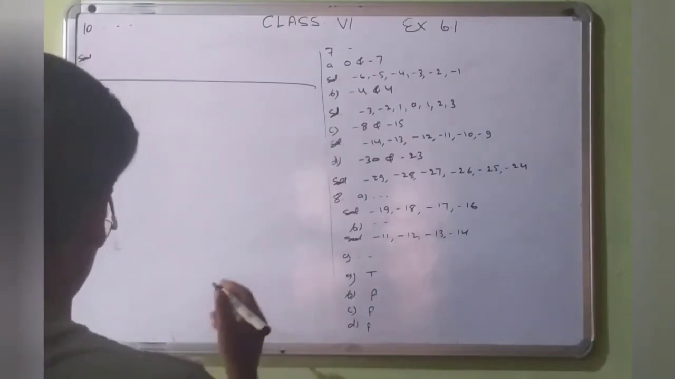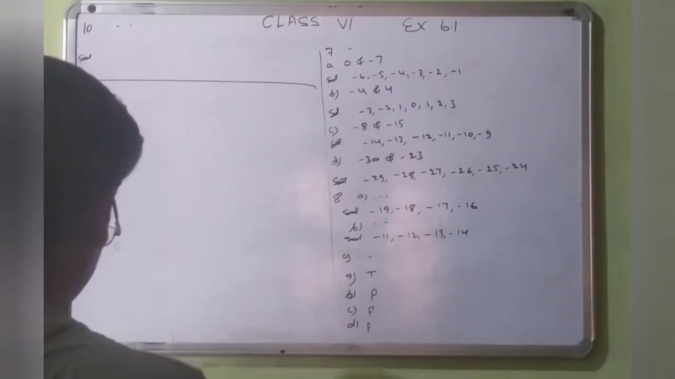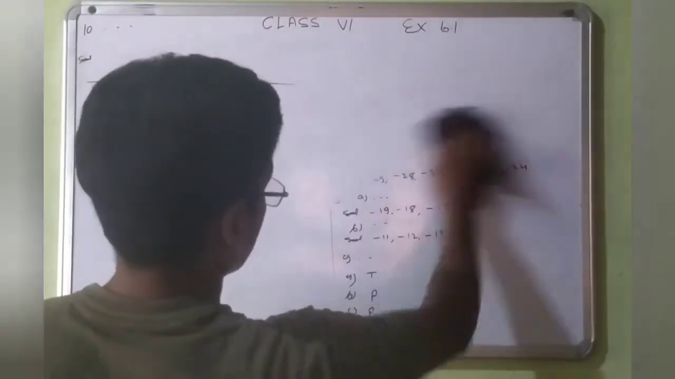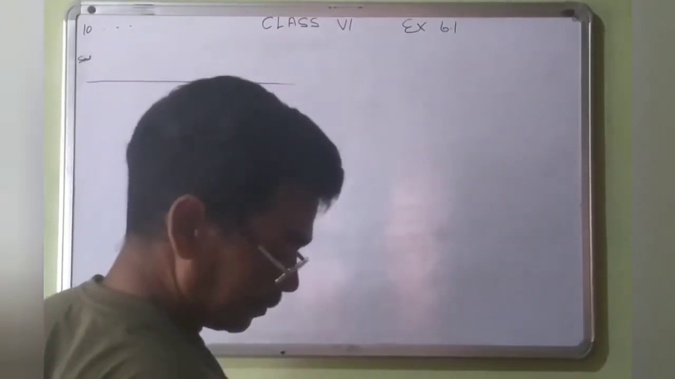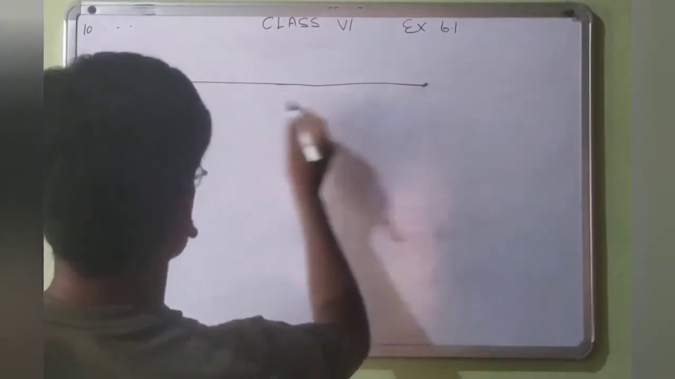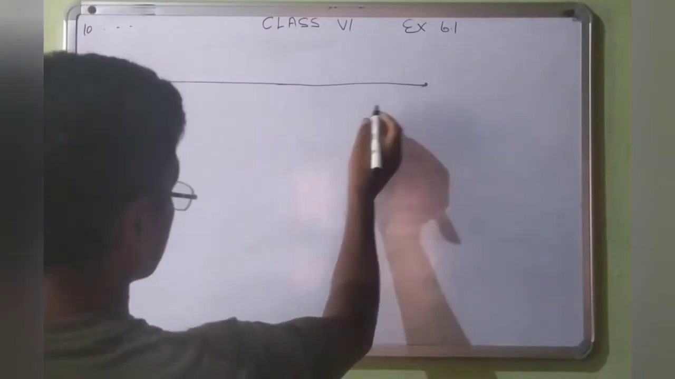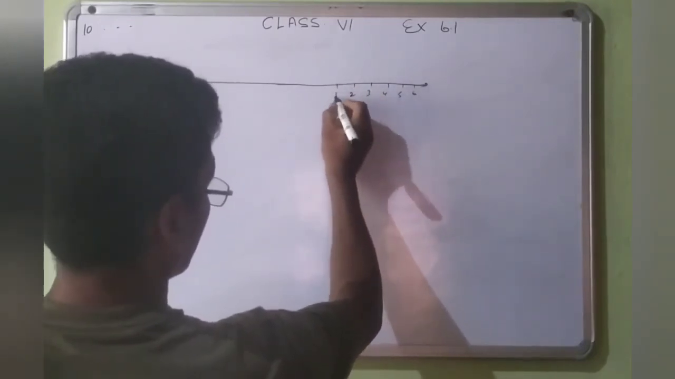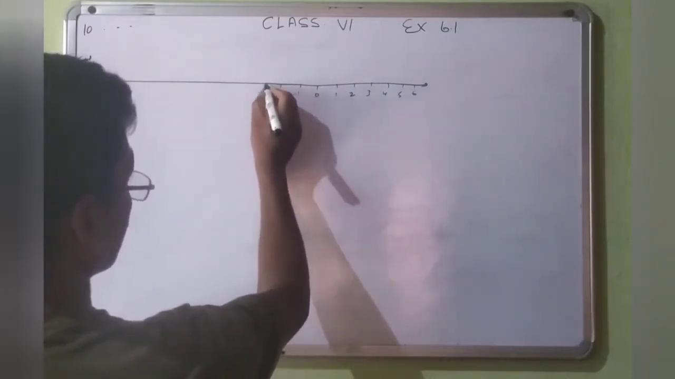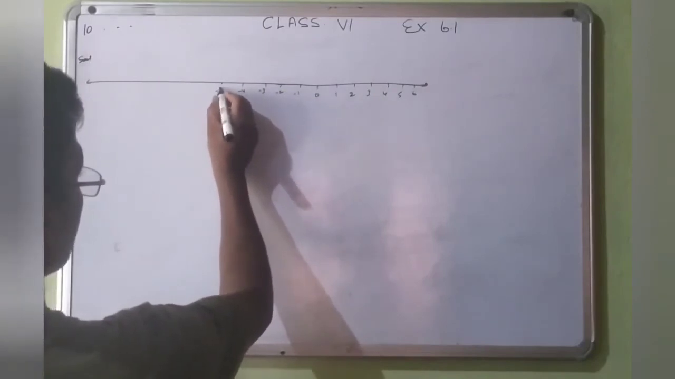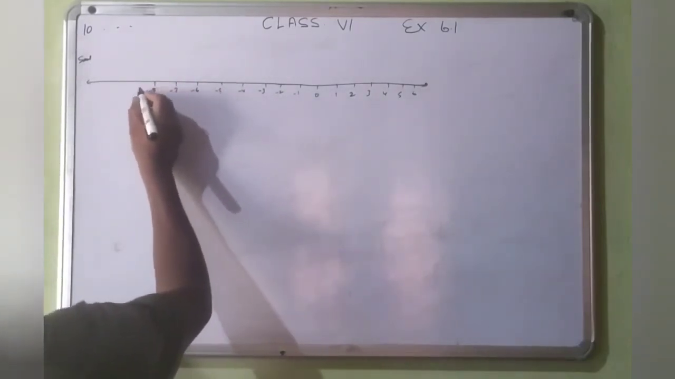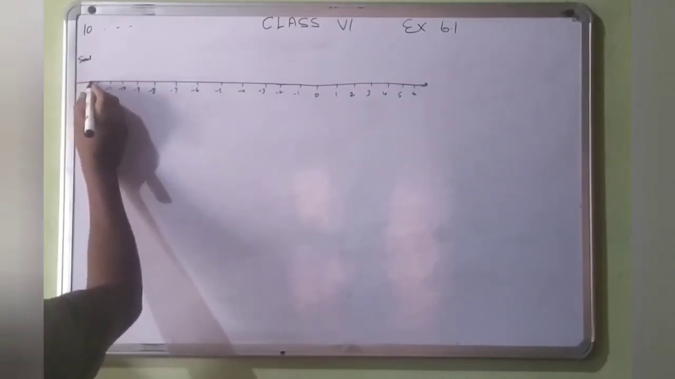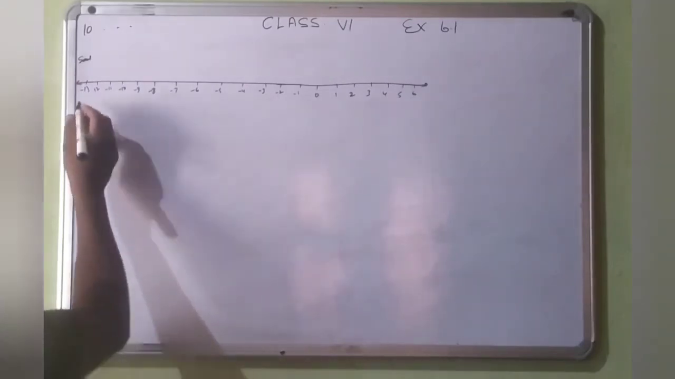Minus 13, how much is there on the plus side? 5. We need a more lengthy line. Okay, 6, 5, 4, 3, 2, 1, 0, minus 1, minus 2, minus 3, minus 4, minus 5, minus 6, minus 7, minus 8, minus 9, minus 10, minus 11, minus 12, minus 13.